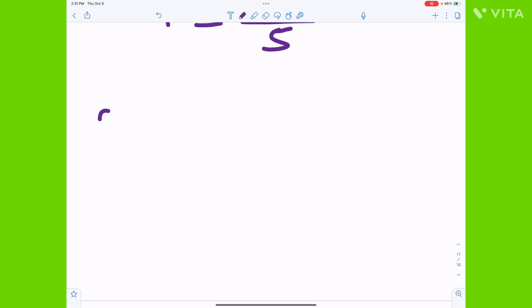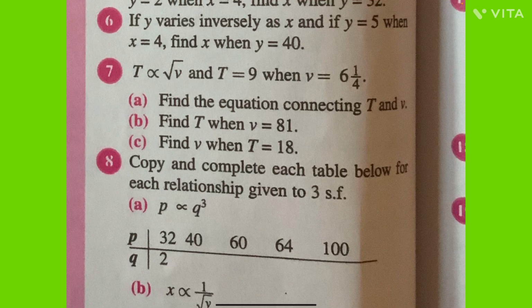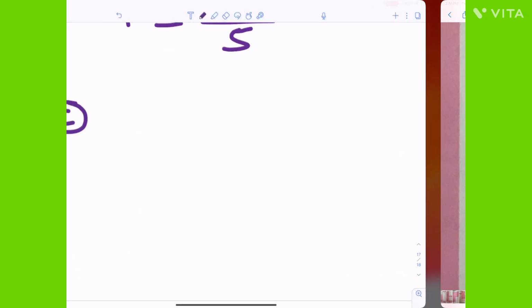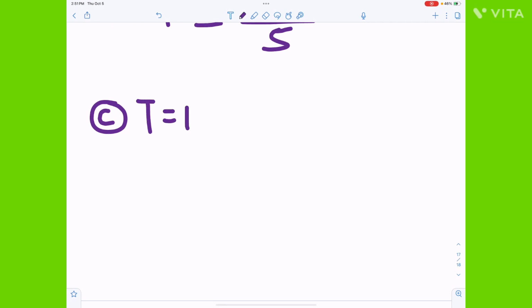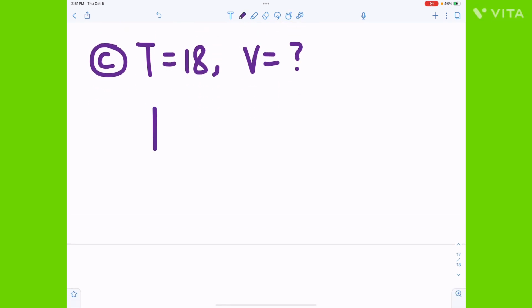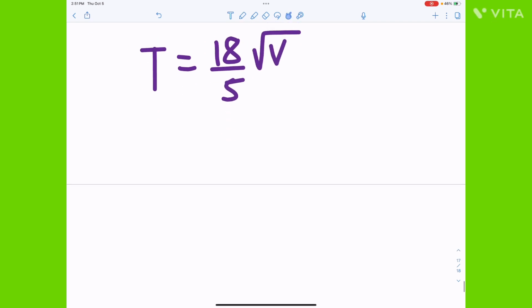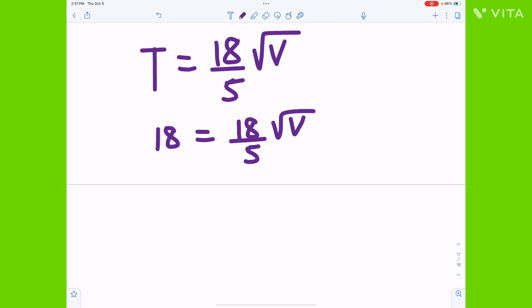There's another part in the question that says we should find v when t is 18. That's pretty straightforward too. First thing to write is the relationship. T is 18 over 5 root v. When t is 18, we want v. So 18 is equal to 18 over 5 root v. Okay, I'm going to simplify this by cutting off the 18s. So 1 is equal to 1 over 5 root v.